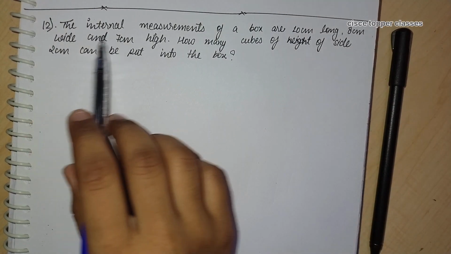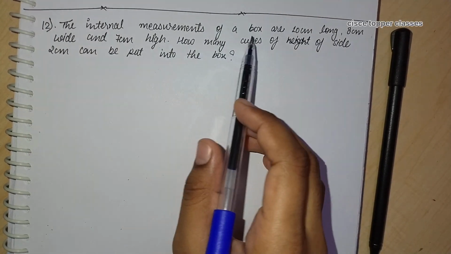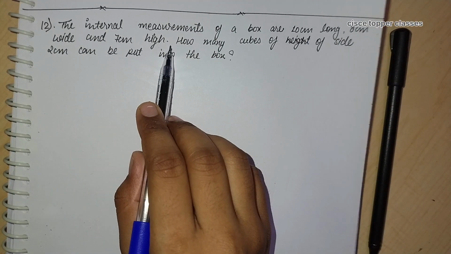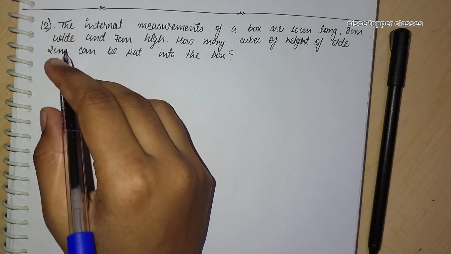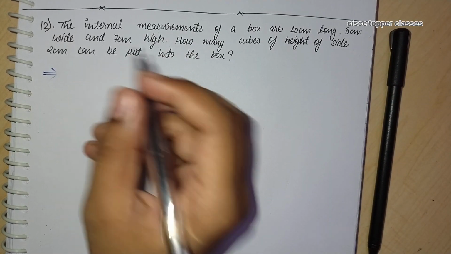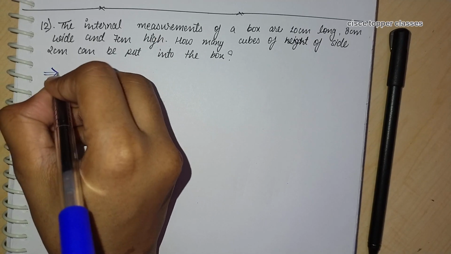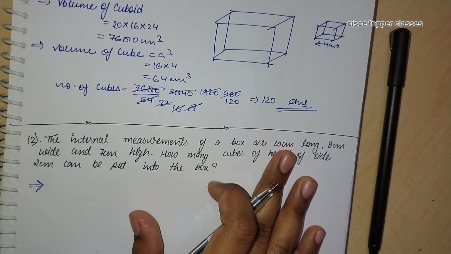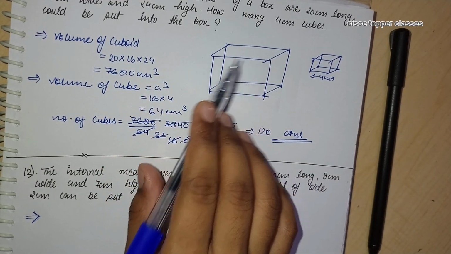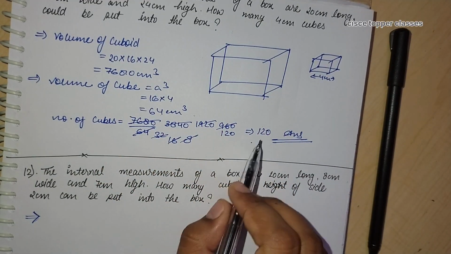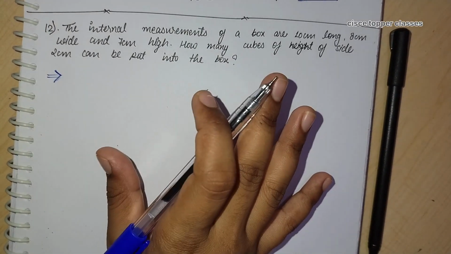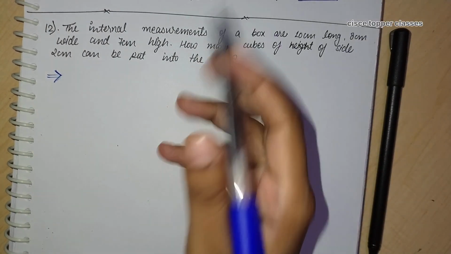Now let us solve your 12th question. The internal measurements of a box are 10 centimeter long, 8 centimeter wide, and 7 centimeter high. How many cubes of side 2 centimeter can be put in the box? The previous one we have done with volume, but in this question we will verify it with the dimensions also. In this question different answers are coming, that's why the dimension method is more appropriate than the volume one.